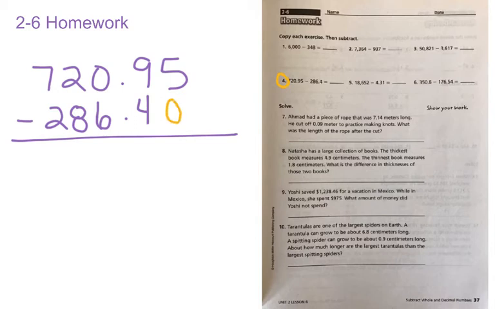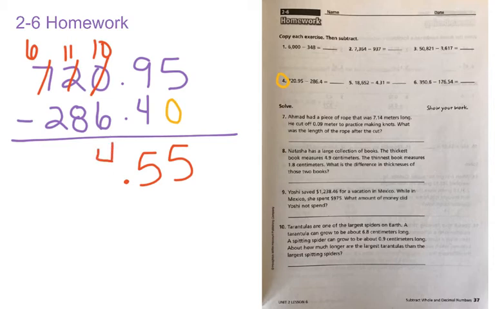5 minus 0 is 5. 9 minus 4 is 5. Bring down my decimal. Okay, 0 minus 6, well, we can't do that because 6 is larger than 0, so here we need to borrow. The 0 becomes a 10, the 2 becomes a 1, and then we know that we can't take 8 from 1, so this is going to become a 6, and this is going to become an 11.